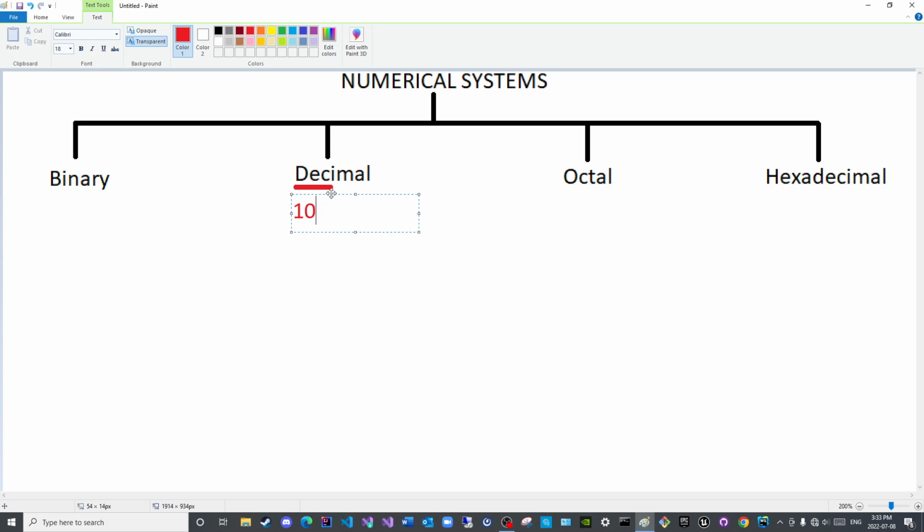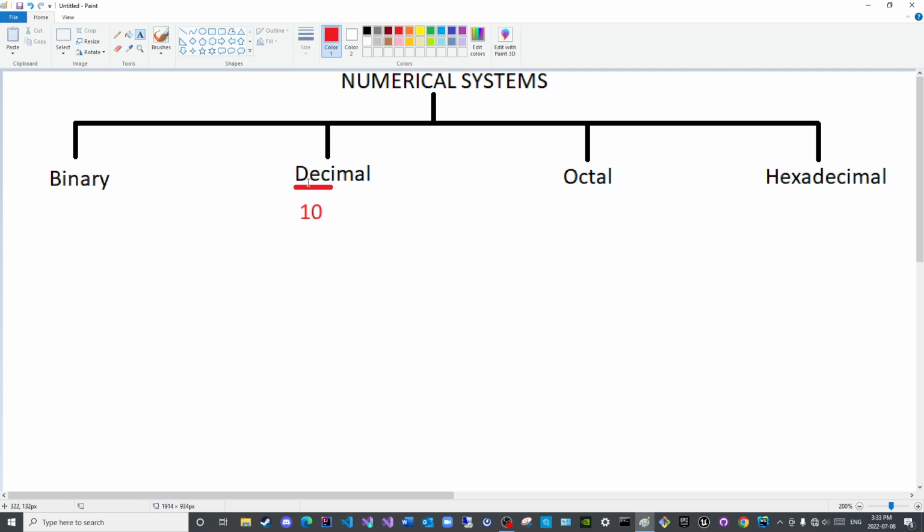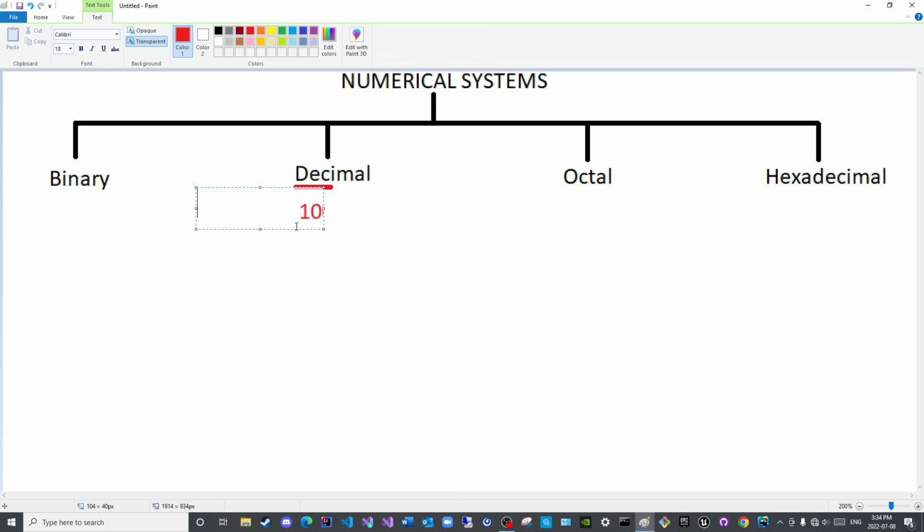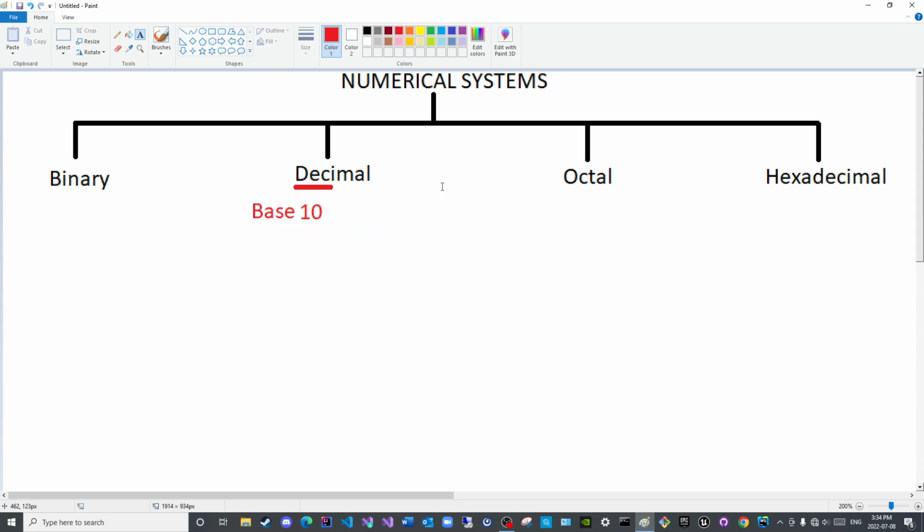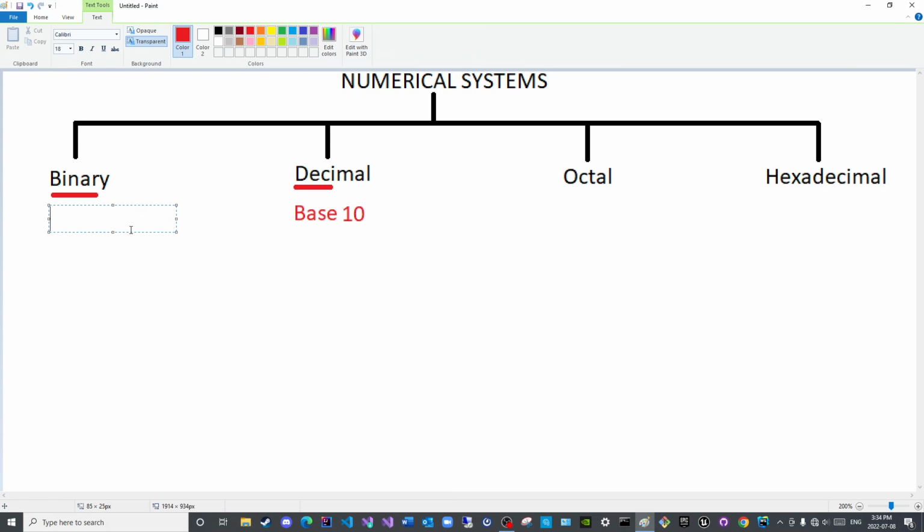So this is 10. That means the decimal numerical system has the base 10. We will discuss what base means in just a moment. For now, just know that the decimal system is to the base 10. Remember, here we are discussing the numerical system, not the decimal point. The decimal point is known as a radix, generally, but for each system it would be called the binary point, decimal point, octal point, and hexadecimal point. We can cover that later, God willing. So for now, we know that decimal is to the base 10. Binary is to the base 2.